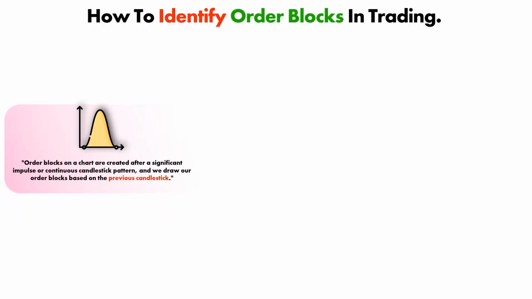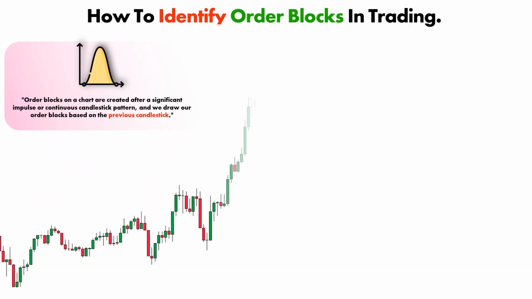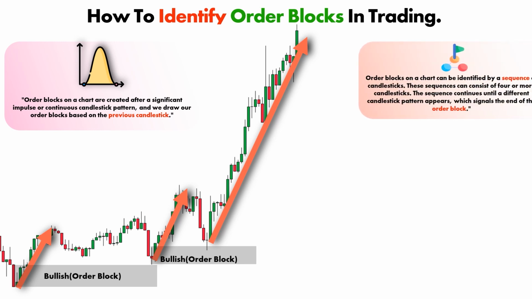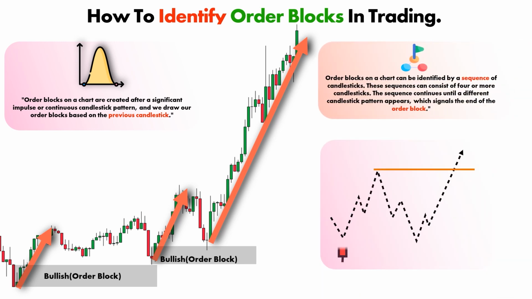Order blocks on a chart are created after a significant impulse or continuous candlestick pattern, and we draw our order blocks based on the previous candlestick. Order blocks on a chart can be identified by a sequence of candlesticks. These sequences can consist of 4 or more candlesticks. The sequence can continue until a different candlestick pattern appears, which will signal the end of the order block.